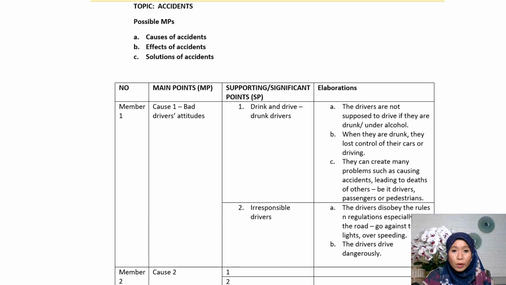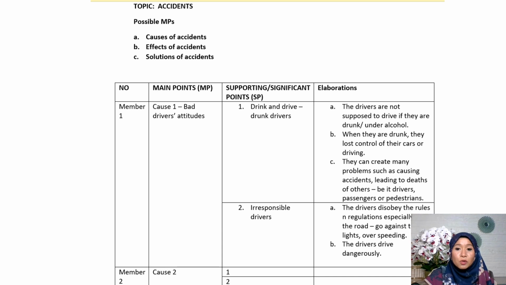Think about a main point. For example, you are talking about bad drivers' attitude. And what would be the supporting point? Drink and drive. So that will cause drunk drivers. And how do you elaborate on your points? For example, the drivers are not supposed to drive if they are drunk under alcohol. So this is a solution.